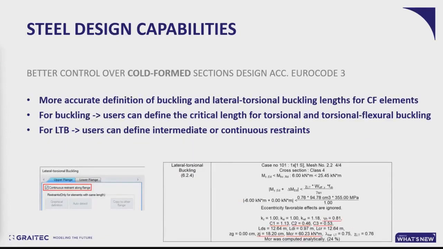We have more control over design calculations of cold-formed sections according to Eurocode now. In short, we've added additional options and possibilities for buckling and lateral torsional buckling. For buckling, we can define the critical length, and for lateral torsional buckling, we can define intermediate or even continuous restraints along the members. There are also other options, and all that gives us more flexibility for designing cold-formed sections.